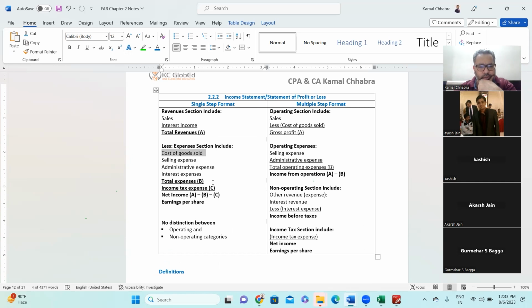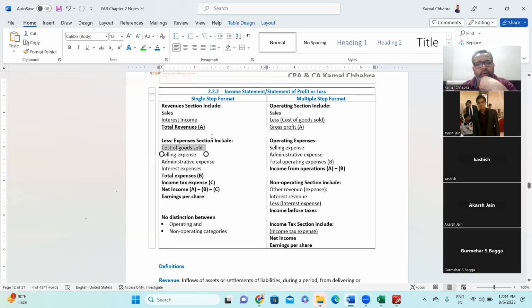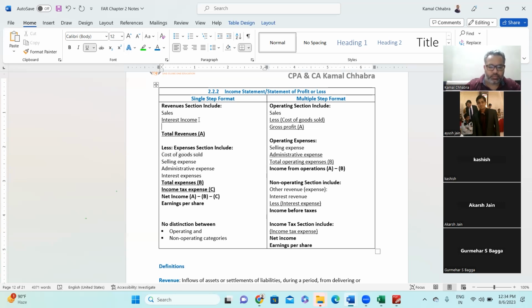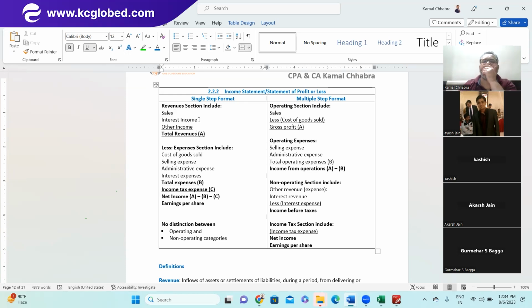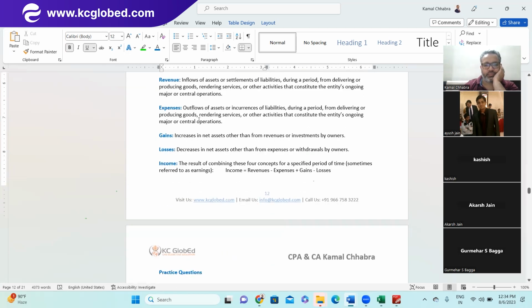Yes. No distinction between operating and non-operating. There is only no distinction between operating and non-operating, so other income will come up here, and in place of revenue we will write total income. Yes, you are right. So sales, interest income, and you can say other income. Right? Yes, sir.